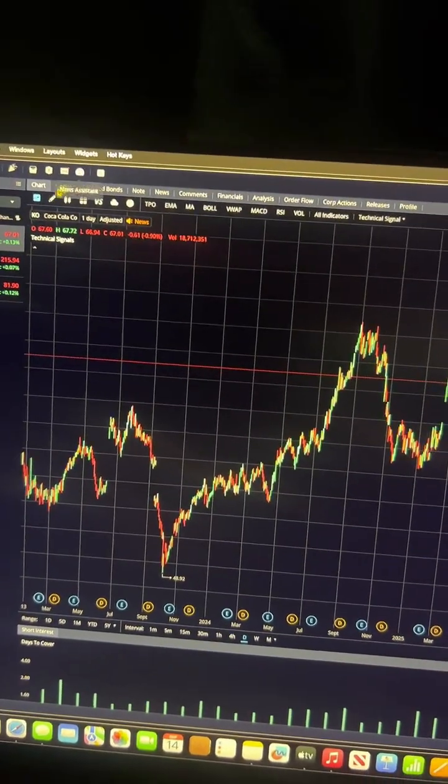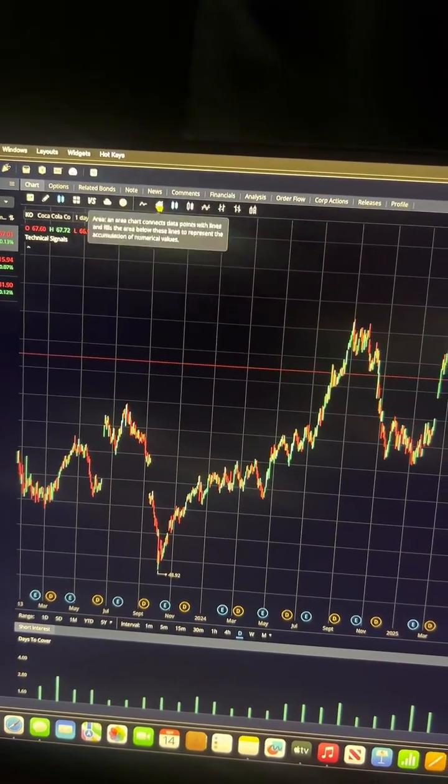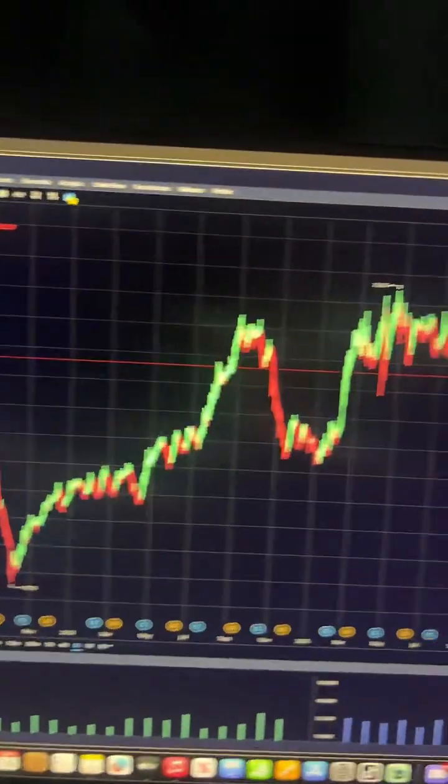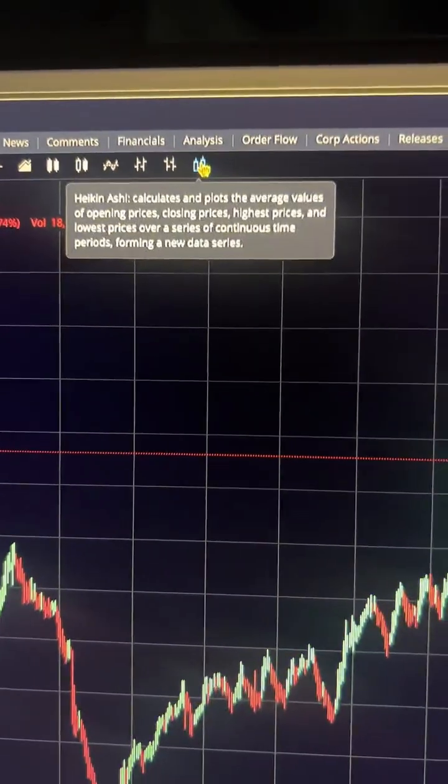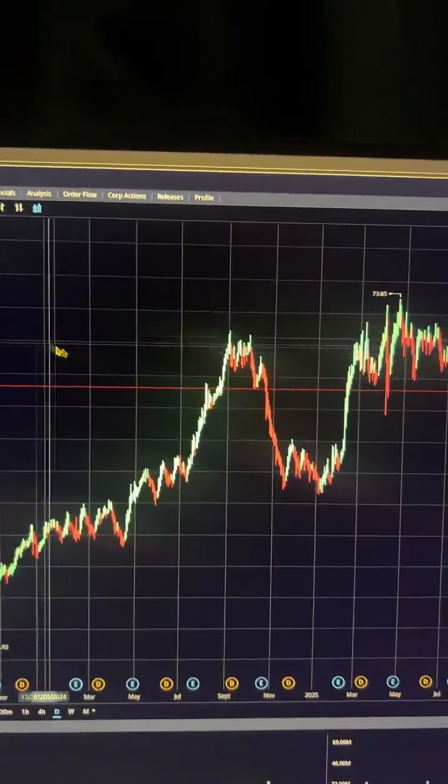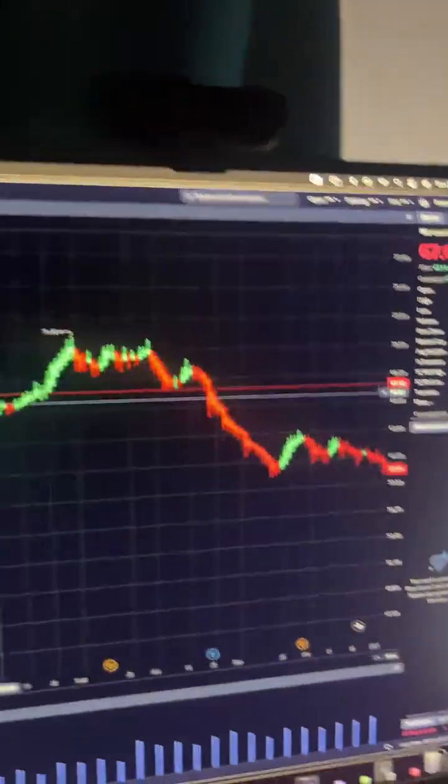Charts, different types of charts, because it's not all about a line chart. They got different charts. This is called the Heikin-Ashi. The Heikin-Ashi calculates and plots the average values of opening and closing prices. This is literally just showing you the trend. If it's going up, it'll be green. If it's going down, it'll be red.